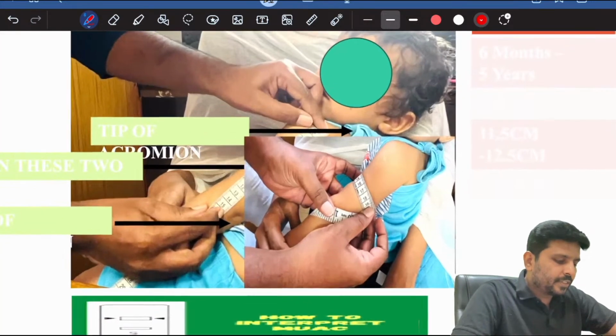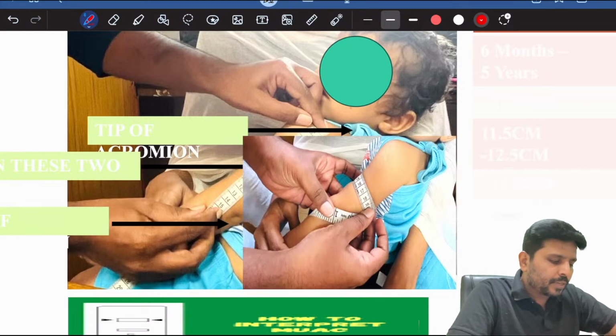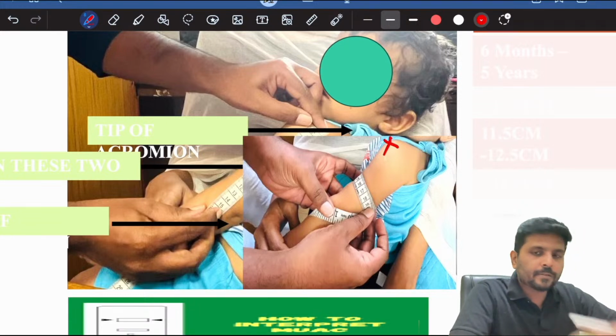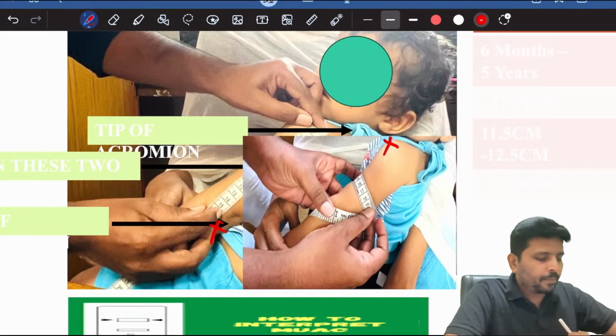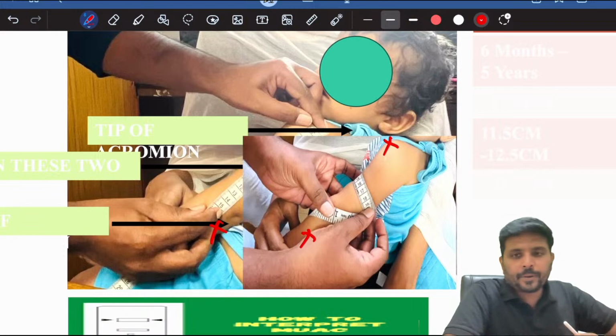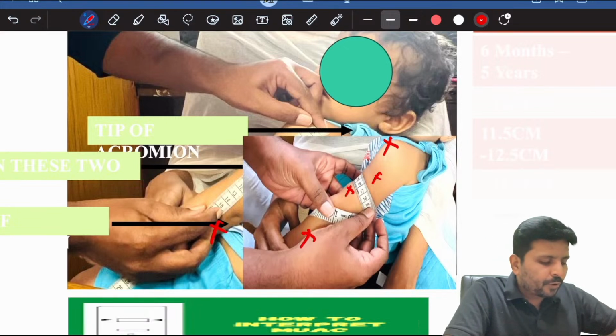Then what is this? This is called mid upper arm circumference. What is this? You need to take two points. The first point is the tip of acromion. The second point is the tip of olecranon process. In between you need to take the midway. The midpoint between the tip of olecranon and the tip of acromion is the place where you need to take the mid upper arm circumference.